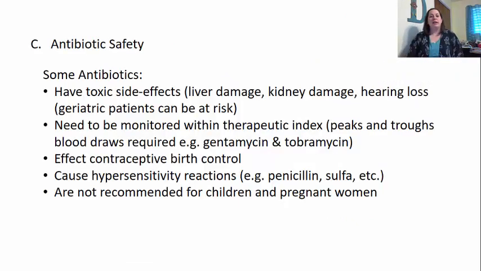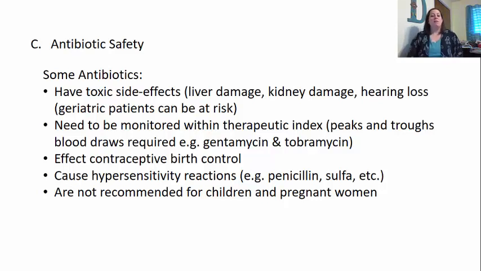The next thing we want to look at is antibiotic safety. Some antibiotics have toxic side effects. They could cause liver damage, kidney damage, hearing loss. This is normally seen in geriatric patients. They have a higher risk factor for this. We also need to note that some antibiotics need to be monitored within their therapeutic index. This is that whole idea of the peaks and the troughs. We need to make sure that the blood draws are required and they are done when they are supposed to be done. Okay, and this is especially important in things like gentamicin and tobramycin.